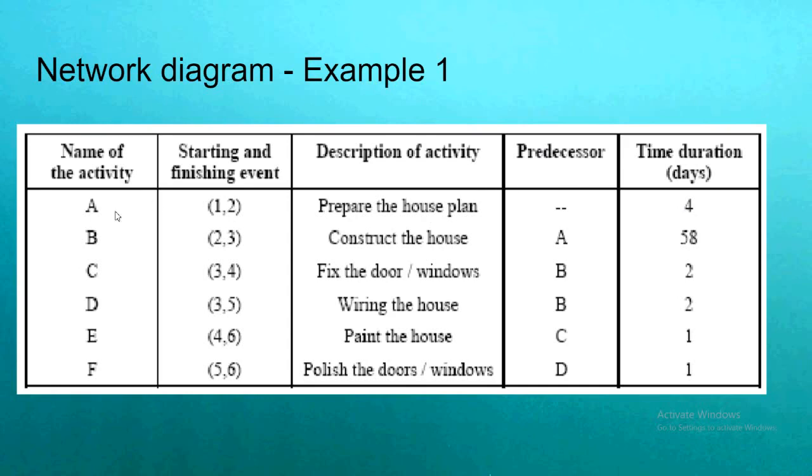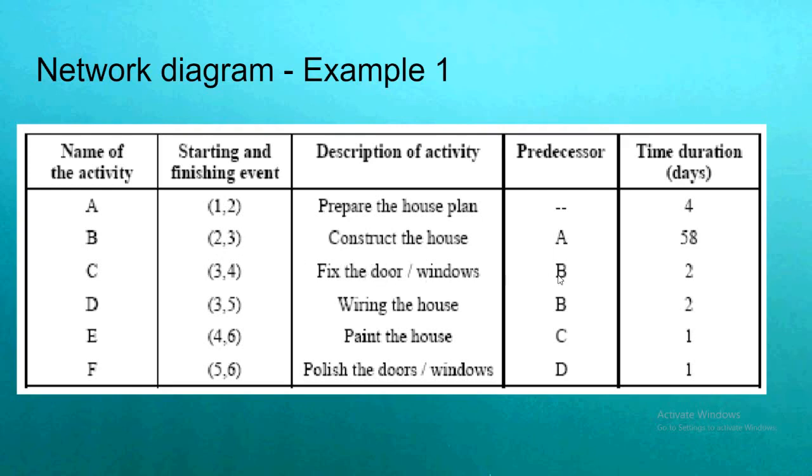So here in this example, if you look at the first activity, preparing the housing plan is the starting point of the project. So it doesn't require any predecessor. If we look at the second activity, constructing the house, we have to complete the housing plan. So the predecessor is A for this. And it is also identified with the numbers. So these numbers again we'll see in the diagram.